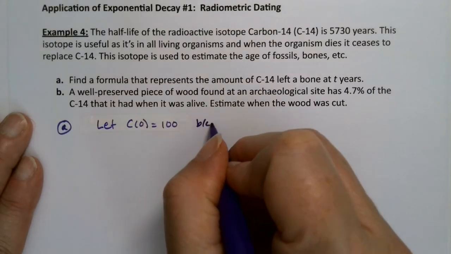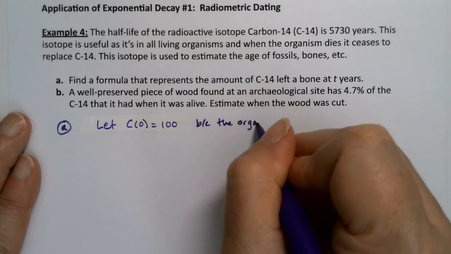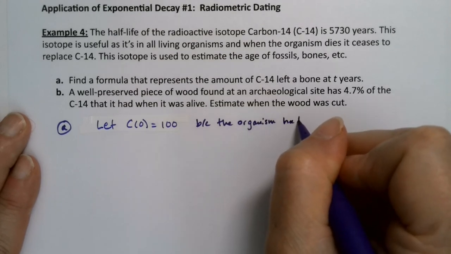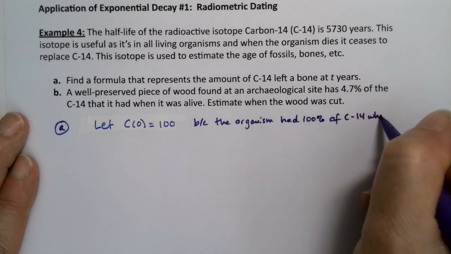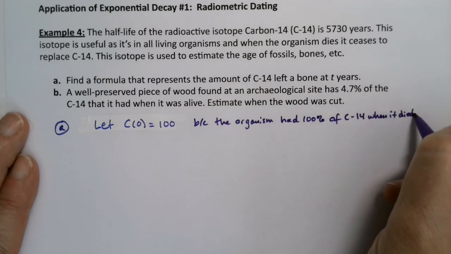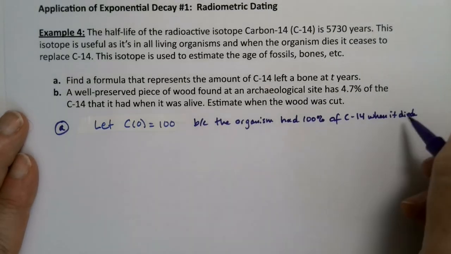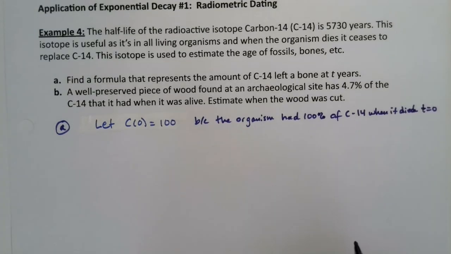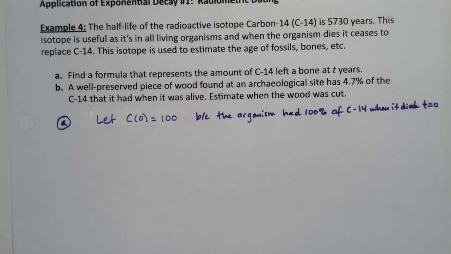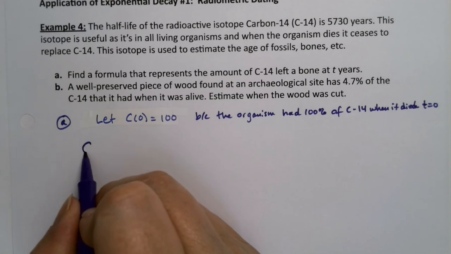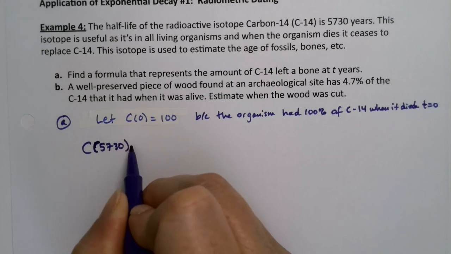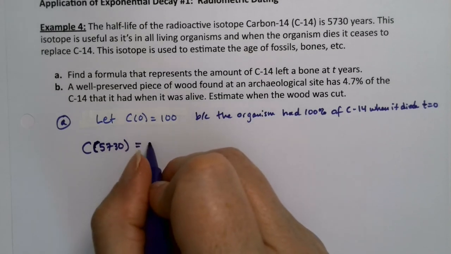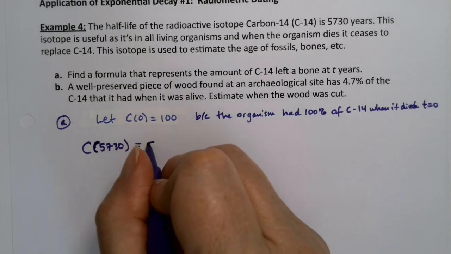Because the organism had 100% of C14 when it died at t equals 0. T equals 0 is the time when it died. That's the beginning of the losing of the carbon-14. So that would be time 0. All right, so then C of 5,730. After 5,730 years, it should be half of that. So it would be 50.